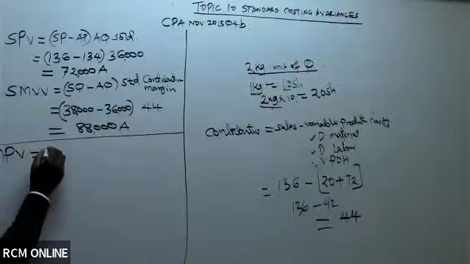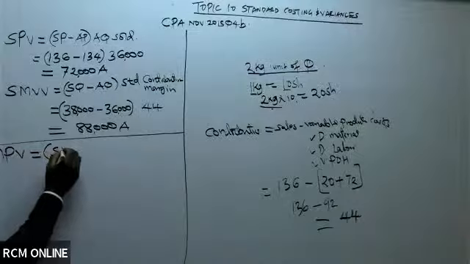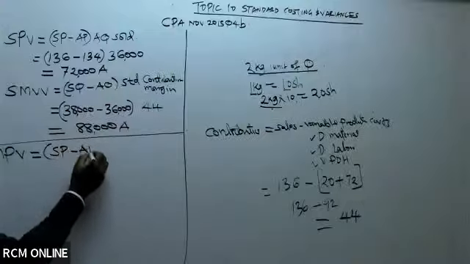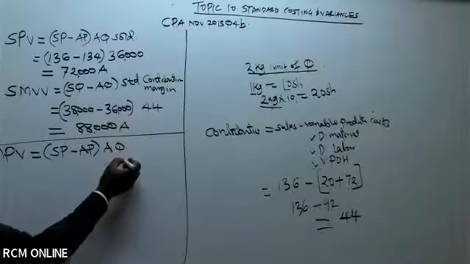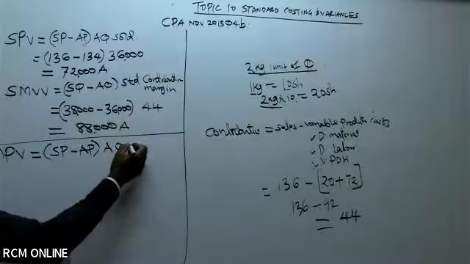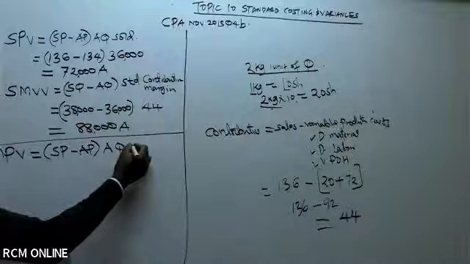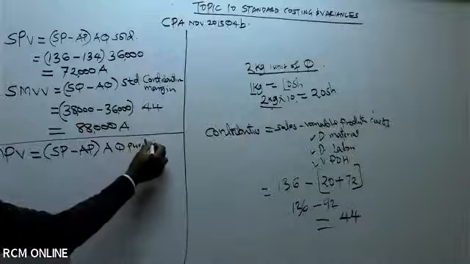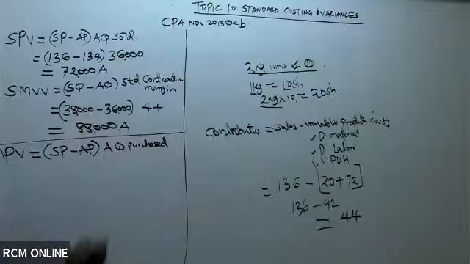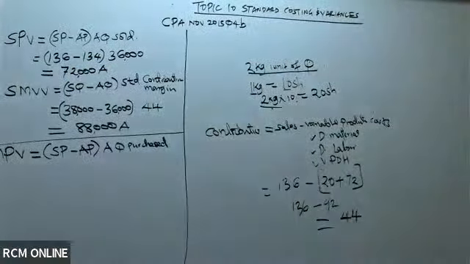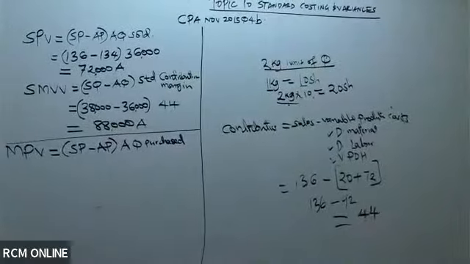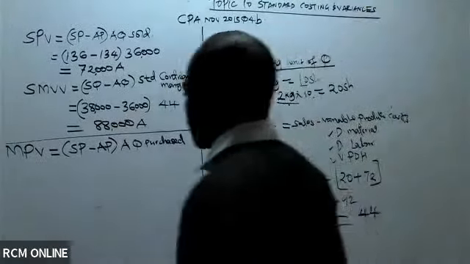So material price variance is equal to standard price minus actual price. We are comparing the prices. Then you multiply by actual quantity purchased. Material price variance. Good.